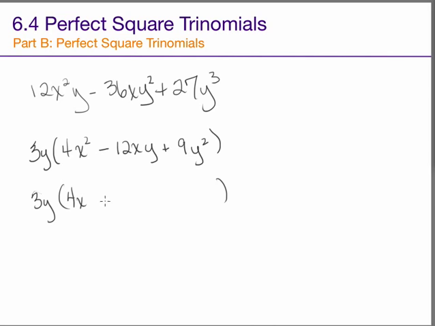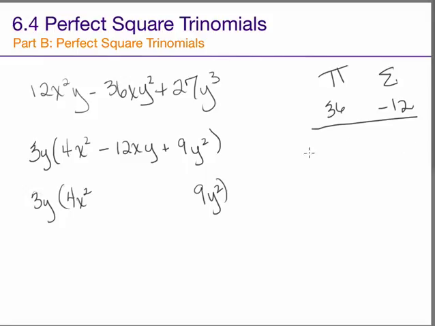Let's figure out how to rewrite the second term here. To do that, I need my product and sum. My product is 4 times 9, which is 36. My sum is a negative number, negative 12. To get a positive product, I can either multiply a positive times a positive. When I add those together, I'm going to get a positive. Or I can multiply a negative times a negative. And when I add two negative numbers together, I get a negative result.